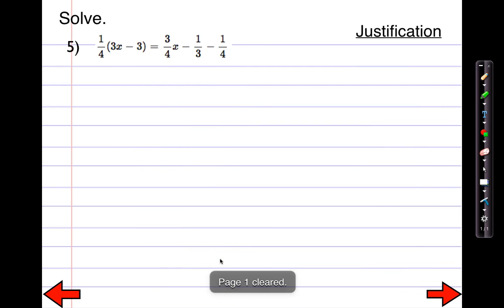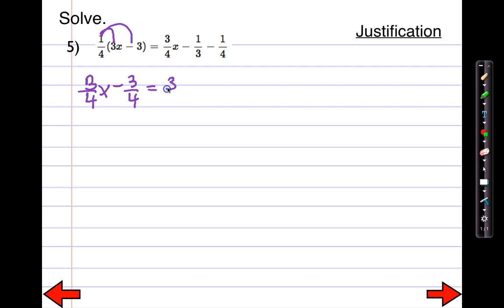Okay, so now let's go on to number 5. So for number 5, the first thing I notice I can do is distribute. So I'm going to be left with 3/4 x. Distribute here, be negative 3/4 equals 3/4 x minus 1/3 minus 1/4.